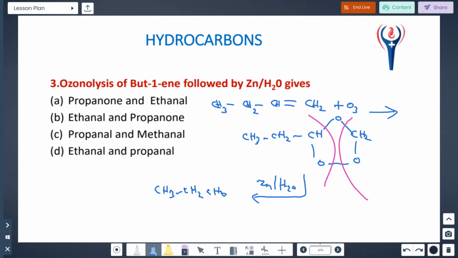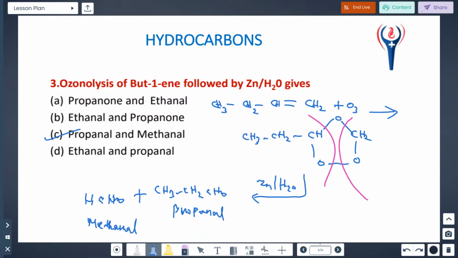This is 3 carbon, so we can simply say propanol plus, that side, CH2O. CH2O, for our convenience we can write HCHO. Understood? This has only 1 carbon. Only 1 carbon means it is called methanol. Okay, propanol and methanol. Propanol and methanol. So option C is the correct one.